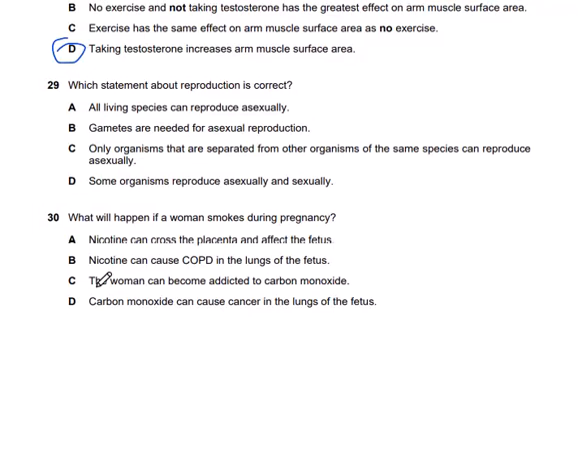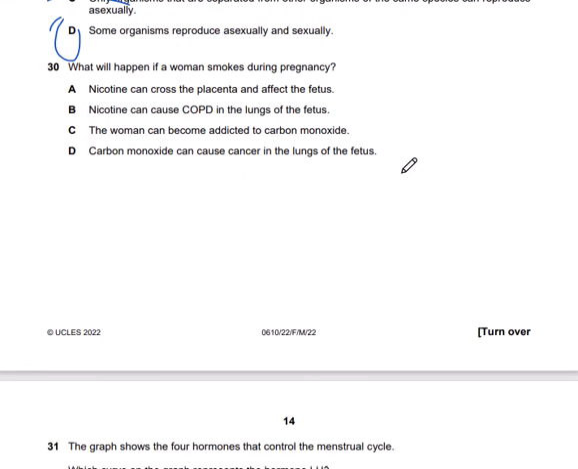Which statement about reproduction is correct? All living species can reproduce asexually. That's actually very wrong. Gametes are needed for sexual reproduction. Nope, because it's only from one parent. Only organisms that are separated from the other organism. Nope, because if you separate a mammal from each other, or from the other species or the other gender, it still won't reproduce. Some of them reproduce sexually and asexually. That's actually correct. What will happen if a woman smokes during pregnancy? Nicotine is a substance that can diffuse through the placenta, which harms the fetus.